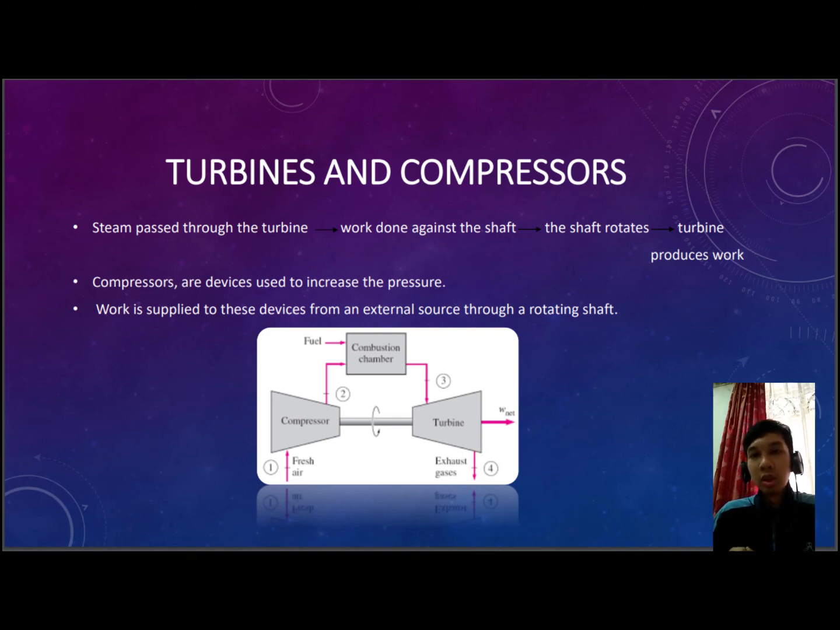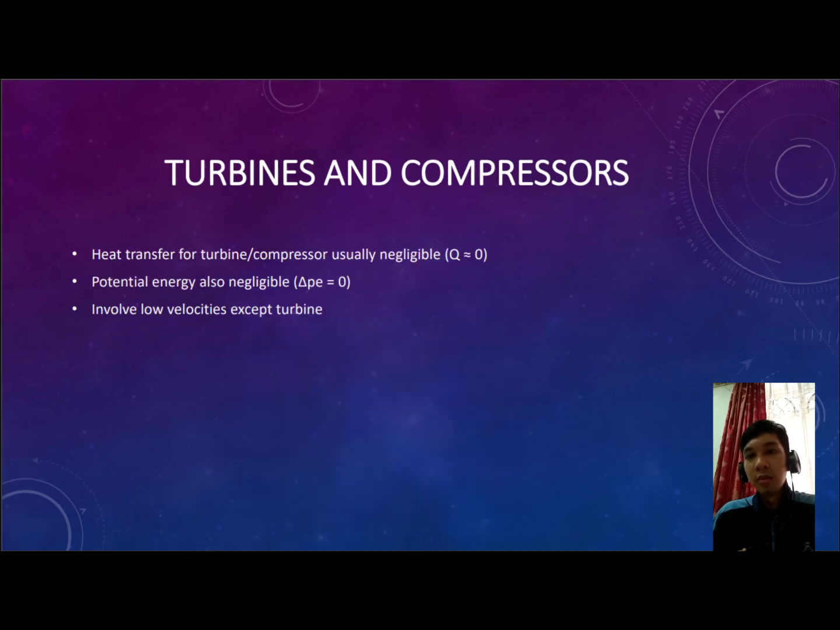A compressor is a device used to increase the pressure. In turbines and compressors, the heat transfer is usually negligible because it is almost zero, and potential energy is also negligible. The velocity inside the compressor is low while in the turbine it is very high.